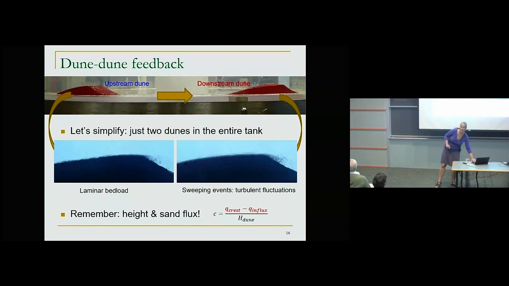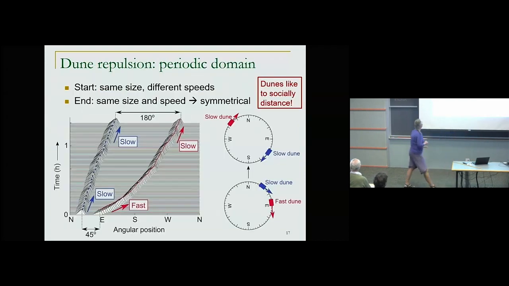So now we can do fun tricks. We can place two dunes, the same size, in our circular geometry. Here we have dunes which are only an eighth of the rotation apart. Because they're the same height, but this slow dune is creating a lot of turbulent fluctuations, this front dune is speeding up. So it's drifting apart to 180 degrees.